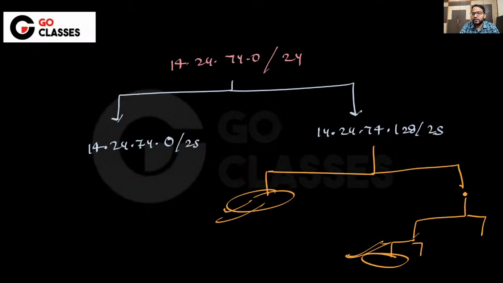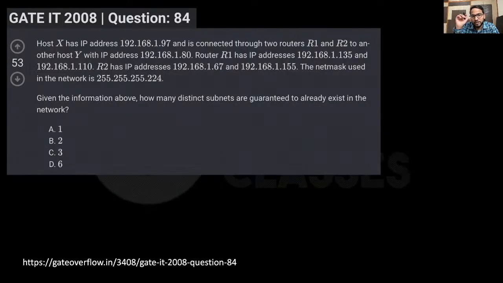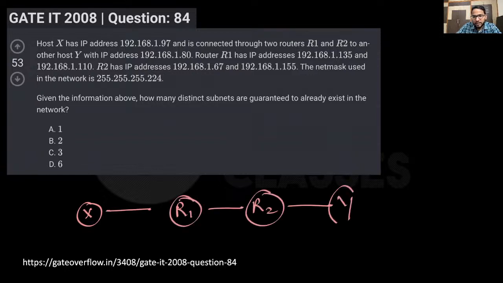Now let's directly do the questions, and let's see what kind of questions are possible from this particular topic. Now, what they're saying: host X has an IP address this, and it is connected through two routers. Okay, this is the question that we had yesterday, that X is connected through R1 and R2, and that is connected to Y. Then they're asking how many distinct subnets are guaranteed to already exist in the network. So how many subnets are here? This is one, this is one, this is one. So 3 is the answer, right?